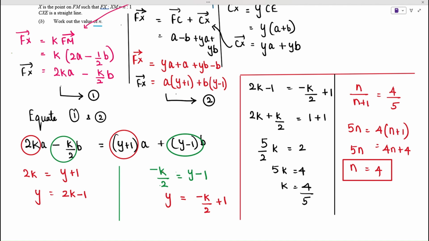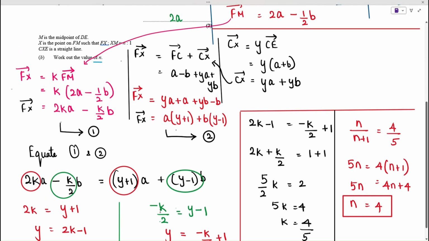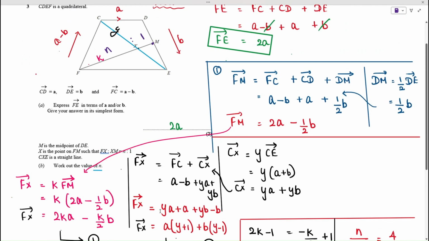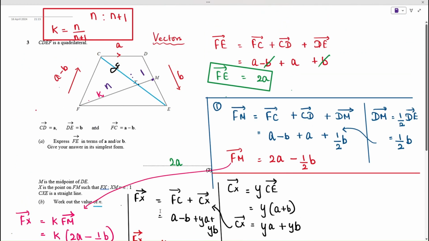So in vector questions where you have to find the ratio of lengths, or they give you the ratio of lengths and you have to find unknown values, the method that you should go for is trying to identify the different routes that you can take for that length. So here we have one route of going from f straight to x. We took the route of f to c and then c to x, but you could have also taken f to e and e to x.